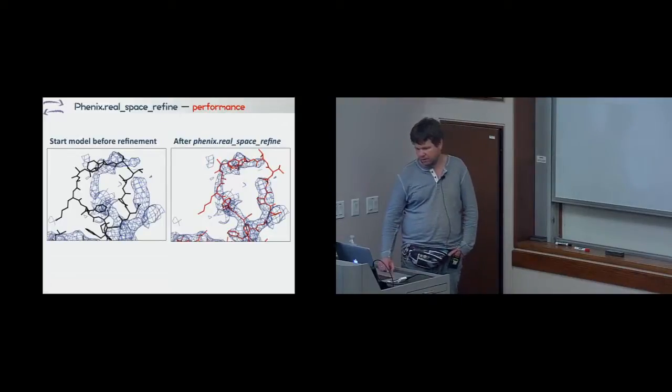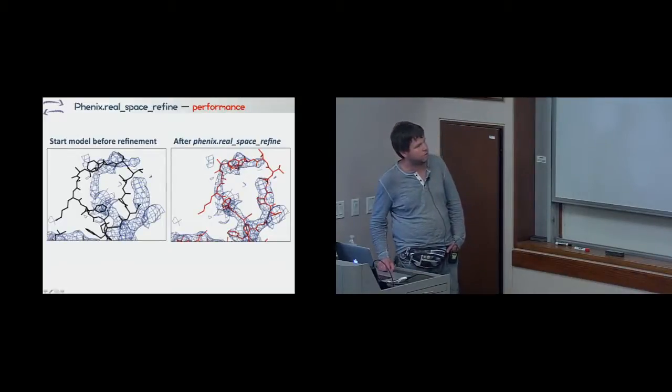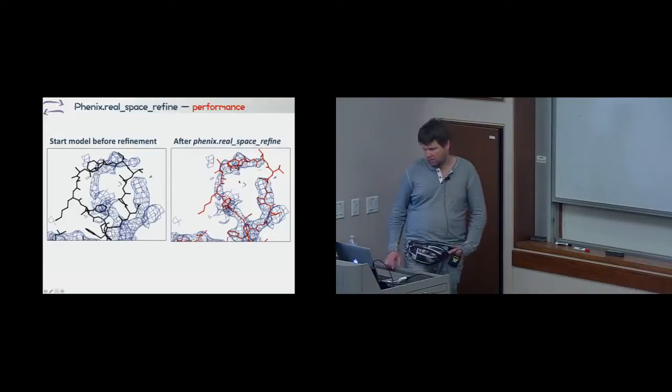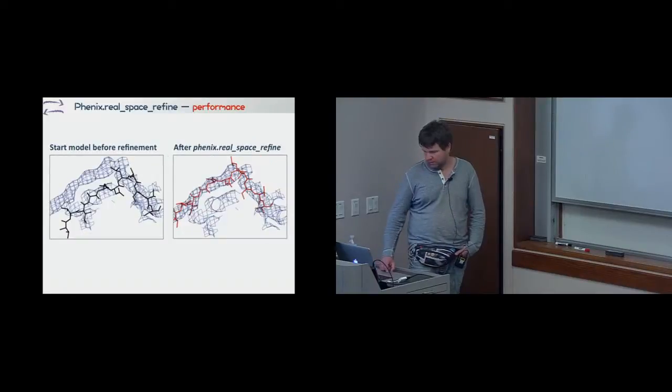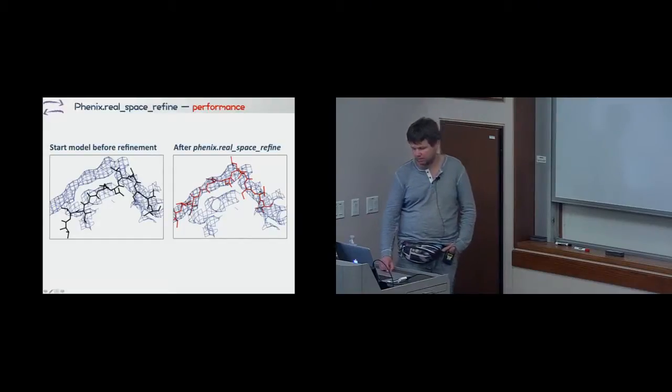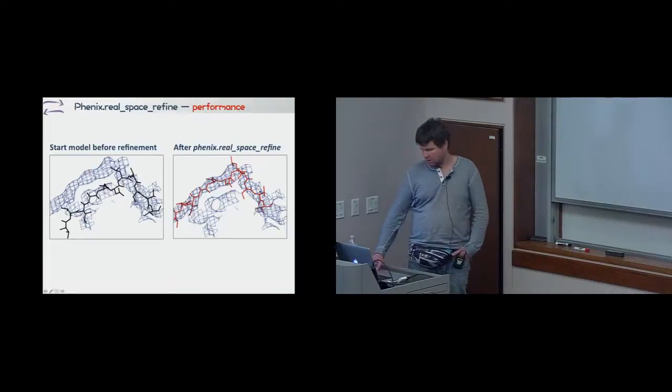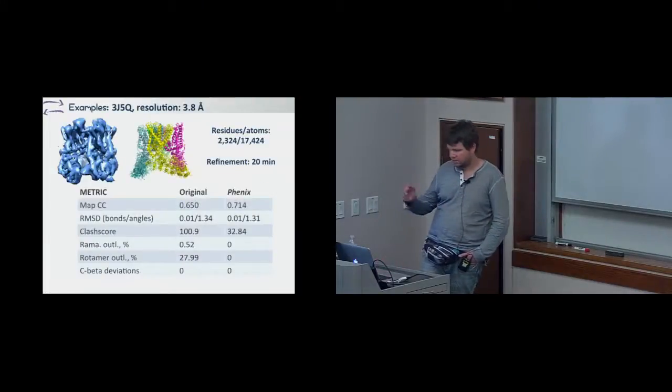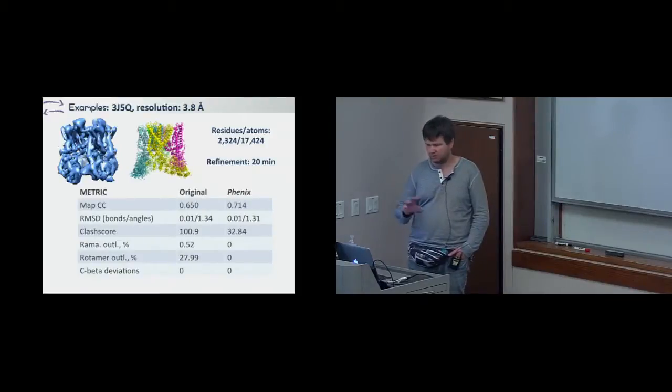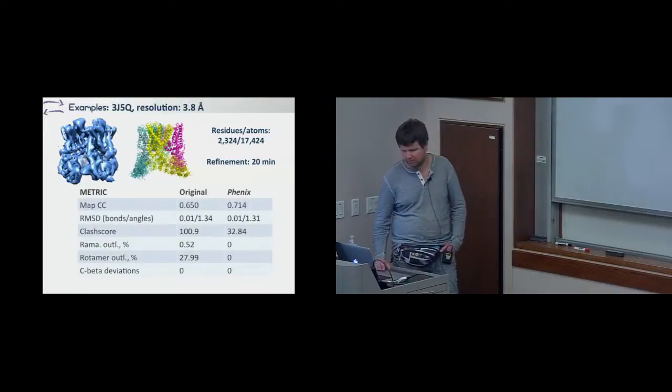This is showing the performance of the tool. This is the start model before refinement, with a very bad map. And this is what Phenix.refine is actually able to do. Here is just another example. It can move atoms into poor map a long distance away from the starting point, which is good. And then I have a few randomly selected structures from the PDB. I didn't spend any time selecting them; I just picked some of them.